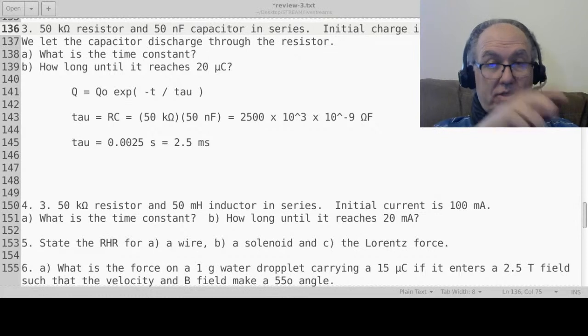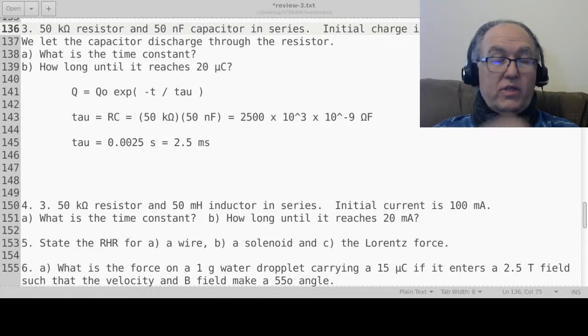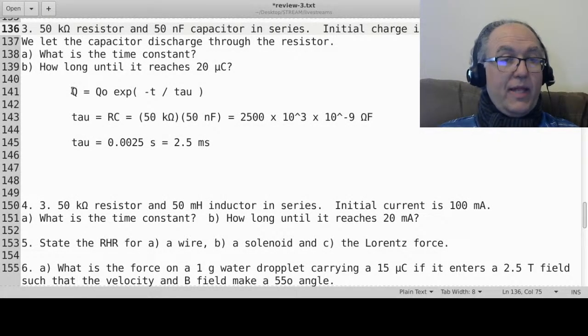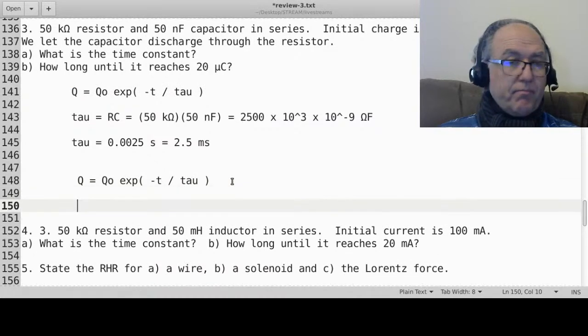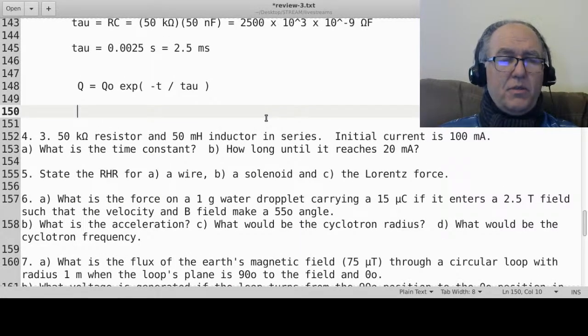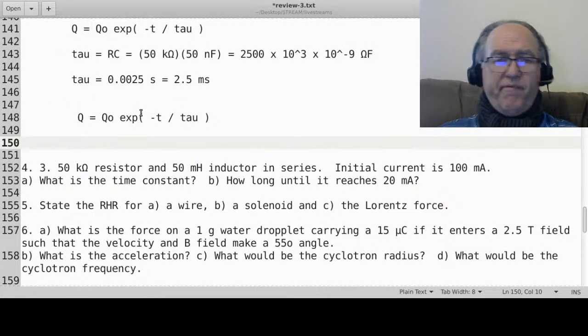How long does it take for this thing to discharge? And so it's going to start at 100 and it's going to go down to 20. How long will that take? Well, that's where this equation comes into play here. Now, I guess I could substitute in the numbers. I would rearrange it first, but I could substitute the numbers.